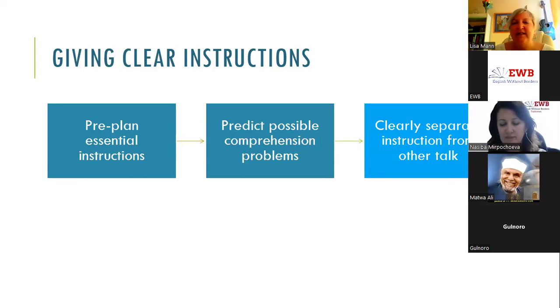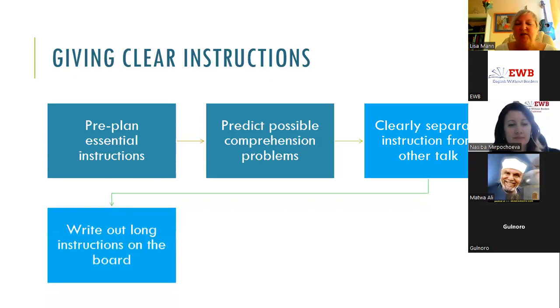So that means pausing, telling them that you're going to give instructions, calling their attention to you, making sure that they understand these are the instructions for what we're going to do now. This is not just me continuing to talk. Long instructions should be written out on the board, but try to keep your instructions short by using imperatives, by using very short sentences. And in your brain, you think of a bullet-pointed list, even write that on the board.